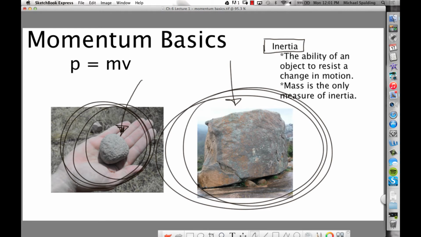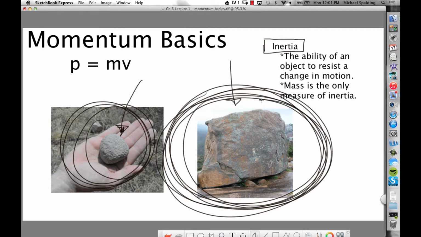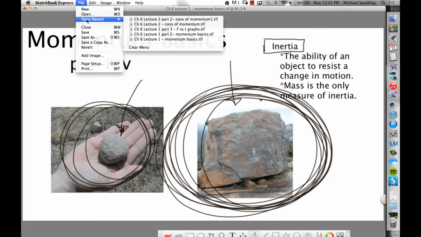Now, what if you have a big giant object with no velocity? What would be the momentum of this big dude? Nothing. So notice that this big guy, even though he has a lot of inertia, he has no momentum, right? So it's possible for a little object to have more momentum than a big object because the big object just isn't moving. Does that make sense? So the one thing that affects inertia is mass. It's the ability of an object to say, I'm not going to do that. I don't think so. Okay, now, next screen.